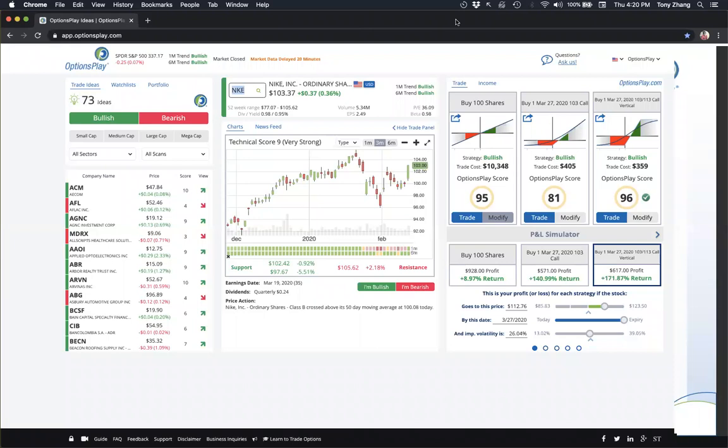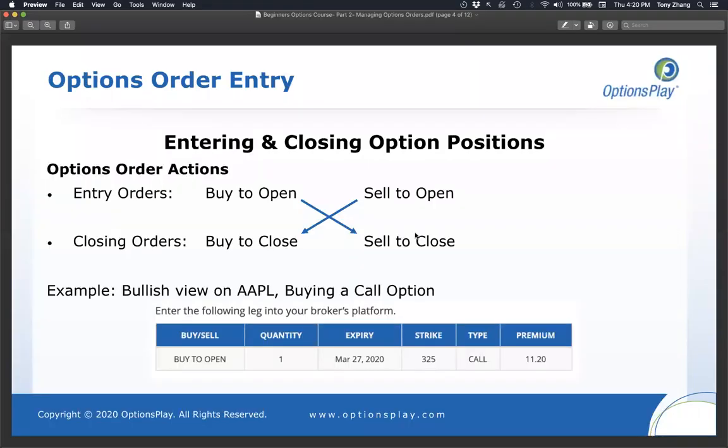So first and foremost, while I bring that back up, the most important thing to really remember when you're trading options is the fact that you must remember to enter and exit orders. To do so, one thing that we have to remember is that there are two order types that you can utilize to enter a position. You can either buy to open or you can sell to open.